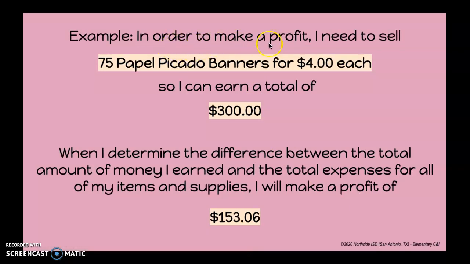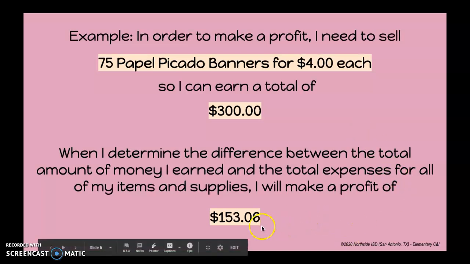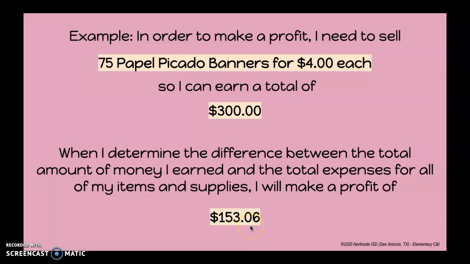So in order to make a profit, I need to sell 75 papel picado banners for $4 each. So I can earn a total of $300. When I determine the difference between the total amount of money I earned and the total expenses for all of my items and supplies, I will make a profit of $153.06.